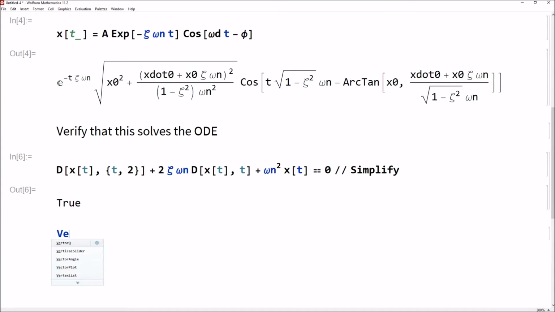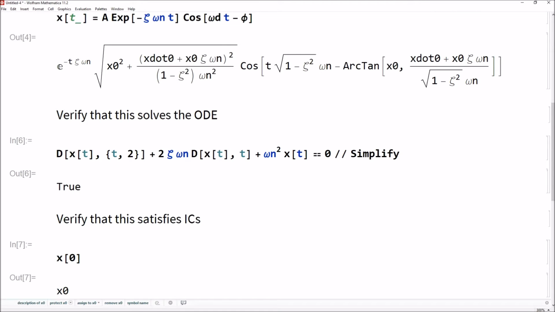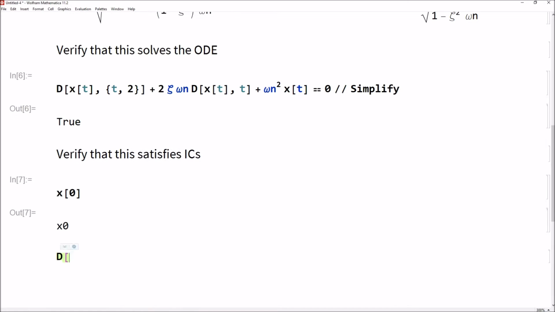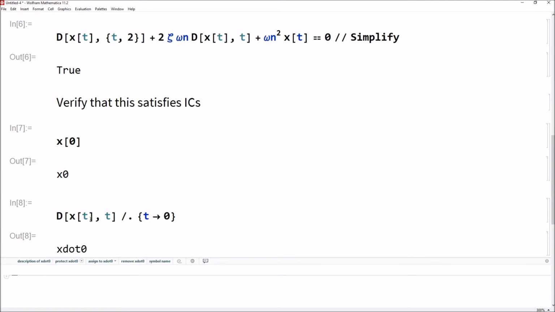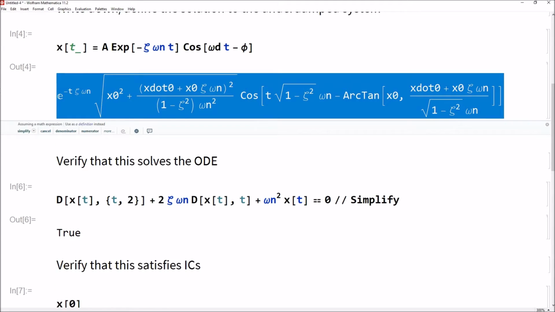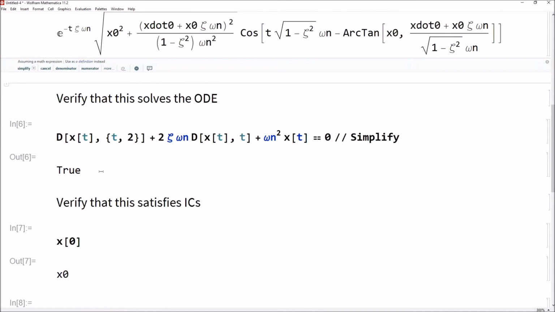Now, let's check and verify that this satisfies the initial conditions, right? So when t equals 0, this better just say x0, right? So shift enter, yay, that worked. Now let's verify that when I take the derivative, so I think you would agree this is x dot, I need x dot when time is equal to 0. This better equal x dot 0. So shift enter, yay, look at that. This is working. Amazing. This crazy thing is the solution for an underdamped standard second order differential equation. We just proved it to you right here.